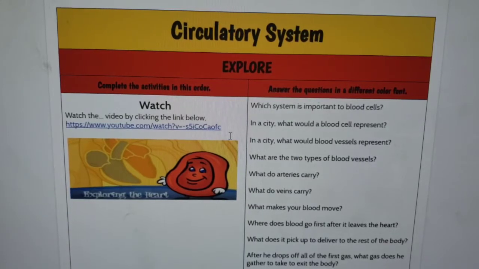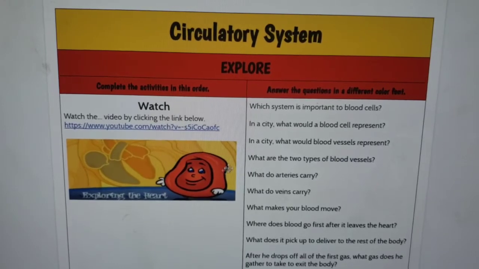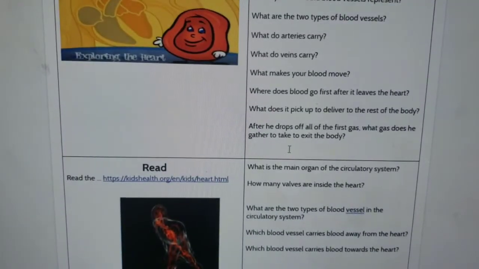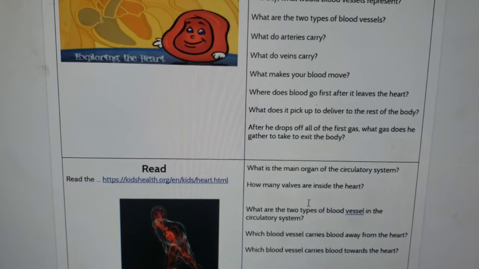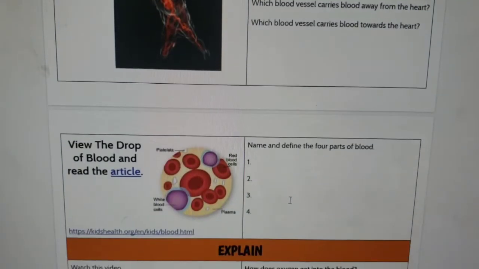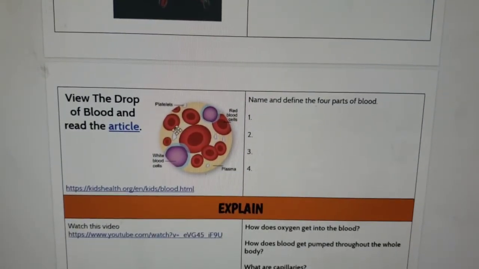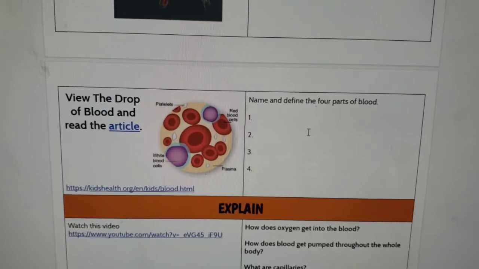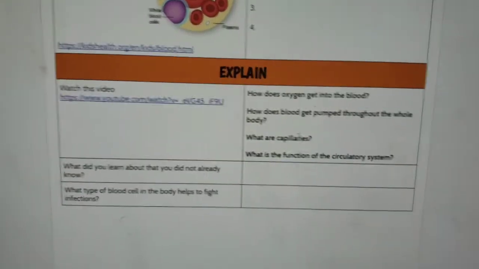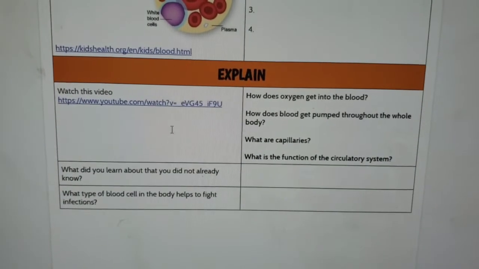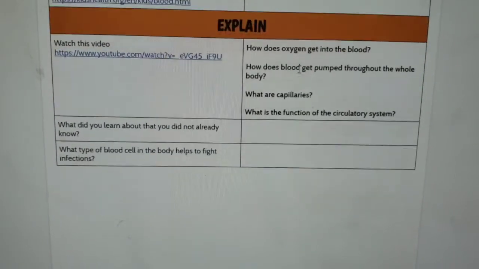This is what you see in the circulatory system one when you open it up. They're going to start with a watch video and they'll answer these questions. And then they have an article to read and they'll answer these questions. Then they have to identify the 4 parts that are in the blood and label those. And then they have 3 explain questions to answer. They have a video to watch and then answer those questions and then 2 questions to explain.